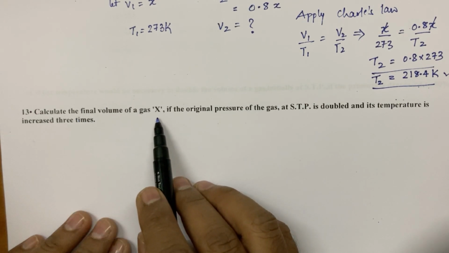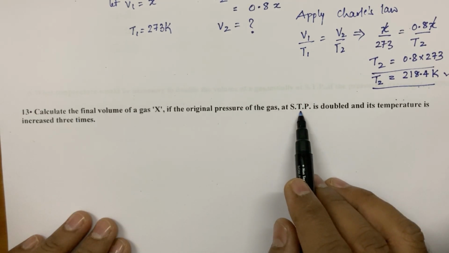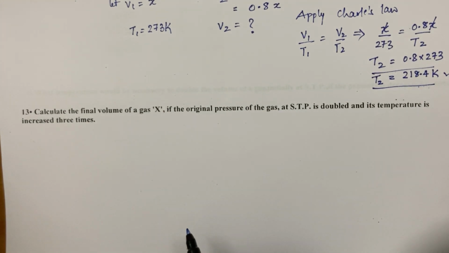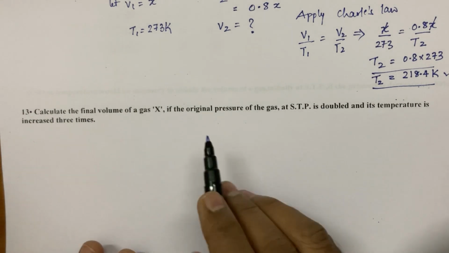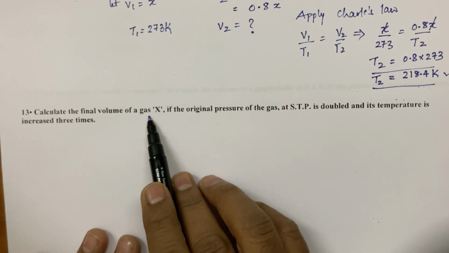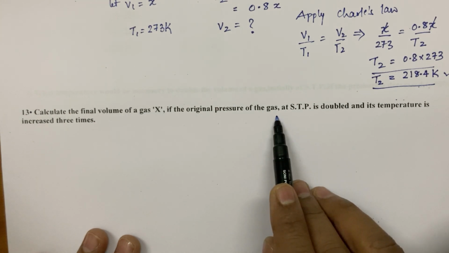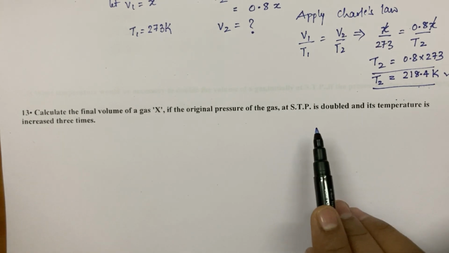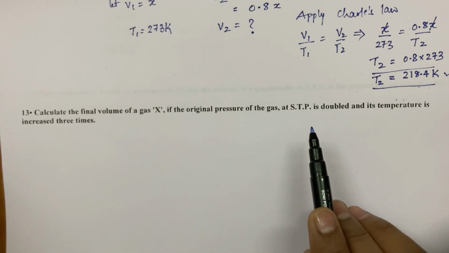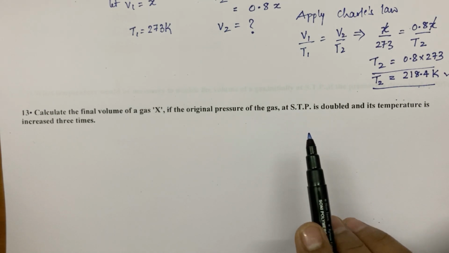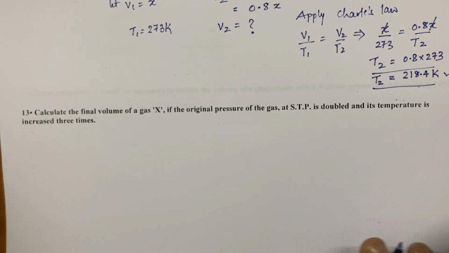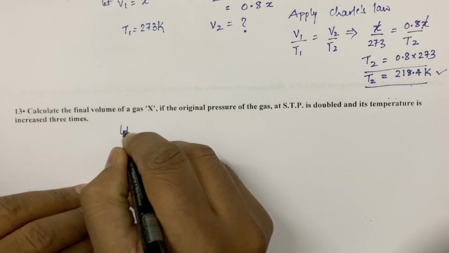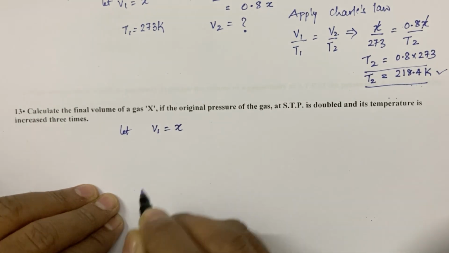Asking the final volume of a gas X if the original pressure of the gas at STP is doubled and its temperature is increased 3 times. Now we do not have its initial volume, they have not given it to us. So what we are going to do, let V1 be equal to x.